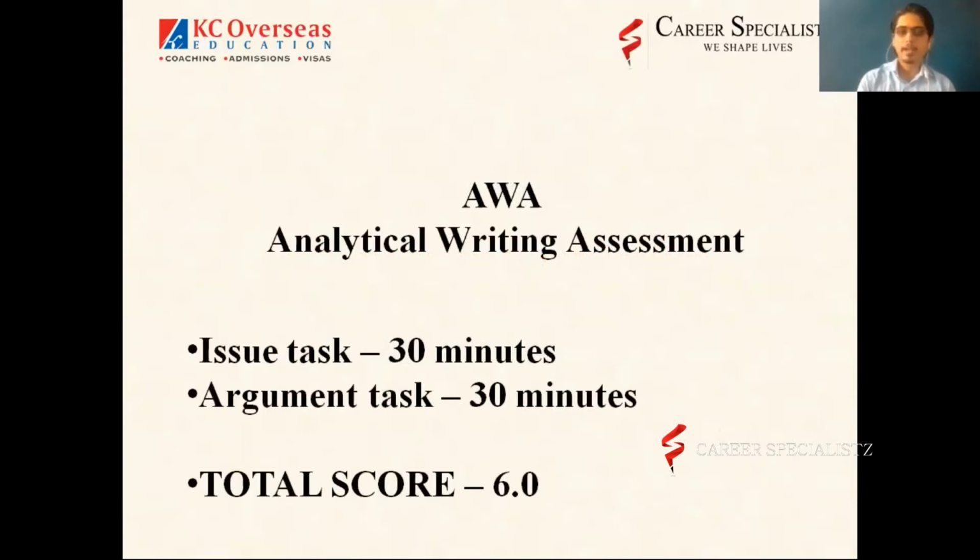In GRE, AWA, the Analytical Writing Assessment, is always the first section that you will have to attend. It is a 1-hour section. Inside that, you have 2 different questions that you have to solve. An issue task, wherein you will be provided with a prompt and you will have to elaborate on that prompt. An argument task, wherein you will have to build an argument based on an author's opinion. As I've already said, the total score for AWA is out of 6 points, and each issue and argument task is 30 minutes in length.